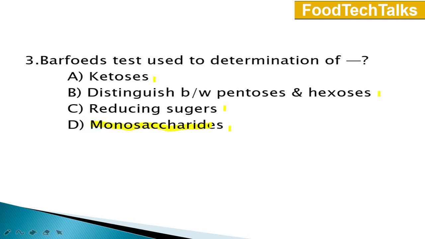Barfoed's test is used to detect presence of monosaccharides. It is based on the reduction of copper acetate to copper oxide. Then it will give a brick red precipitate.